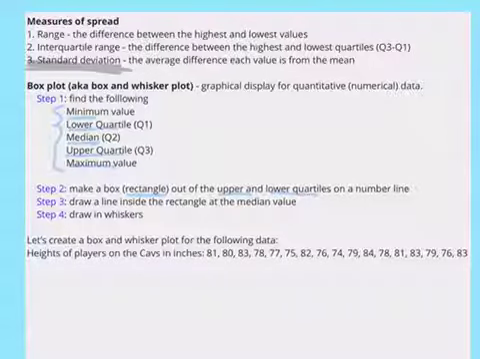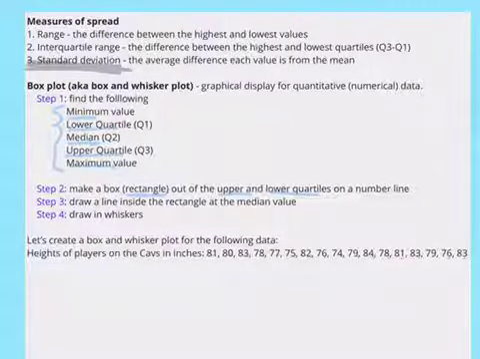So let's take a look at some data, see if we can calculate the range, interquartile range, and the 5-number summary. The data we're going to take a look at is the heights of the players on the Cavs team. I have the heights listed out here in inches, and we have, I think, 17 players here. 1, 2, 3, 4, 5, 6, 7, 8, 9, 10, 11, 12, 13, 14, 15, 16, 17.